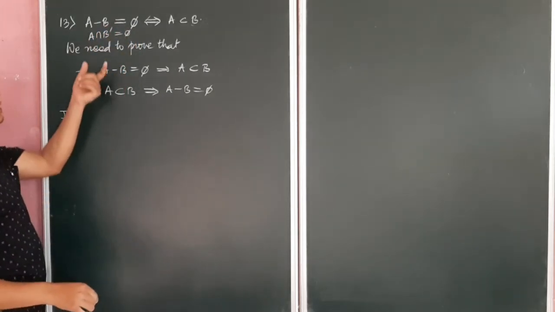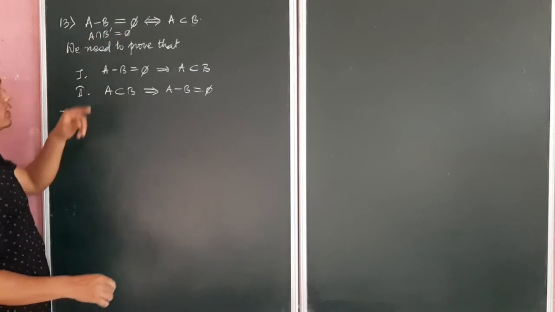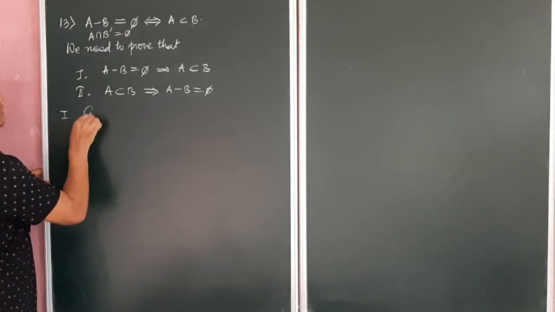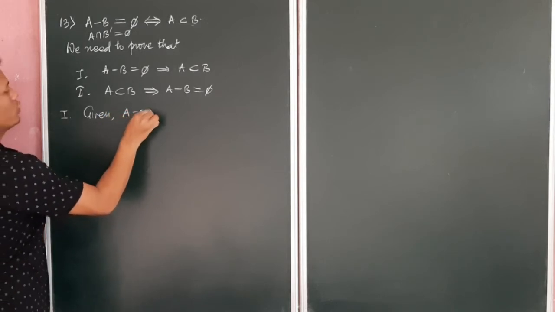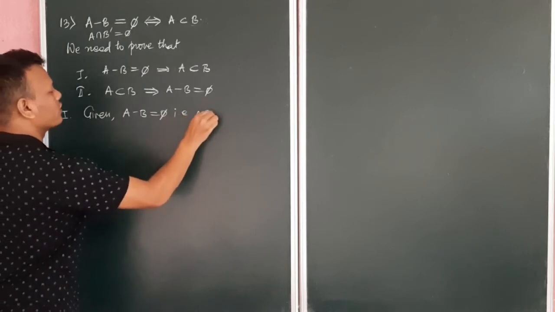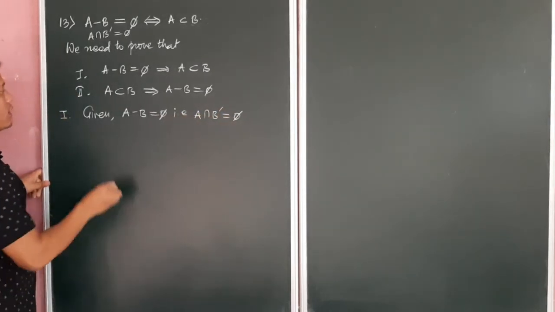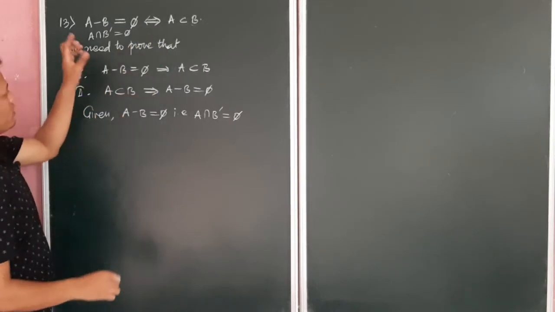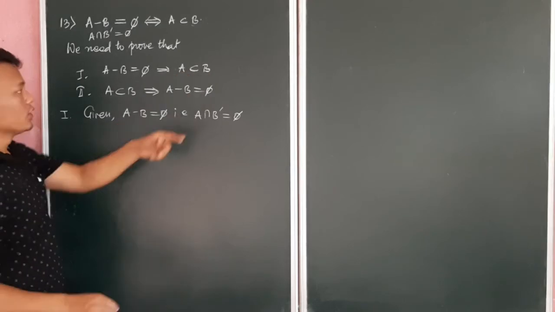So in this case, what is given? It is given that this is happening. Okay, so given is A minus B equals phi. That is, actually, this is A intersection B dash equals phi. Alright, now if this is given to you, we need to prove this, isn't it?